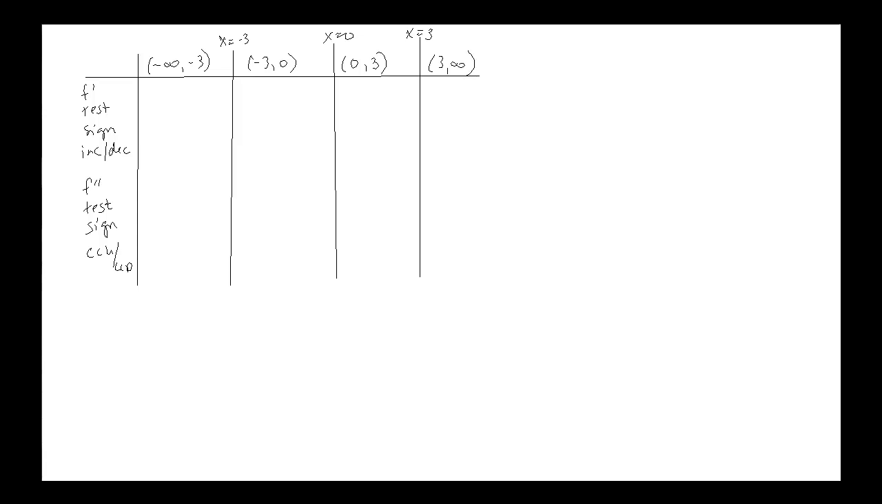So negative infinity to negative 3, test values say negative 4. I can choose both for both f prime and f double prime. Between negative 3 and 0, negative 1 would be a good choice. Between 0 and 3, 1 would be a good choice. And between 3 and infinity, I'm going to pick 4.